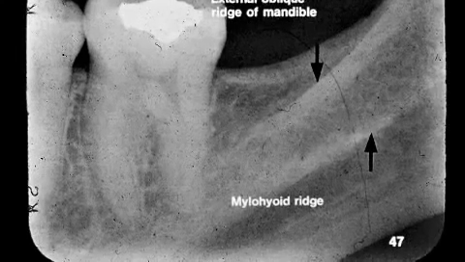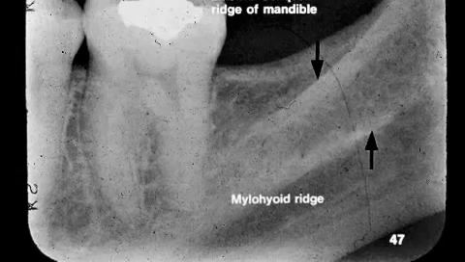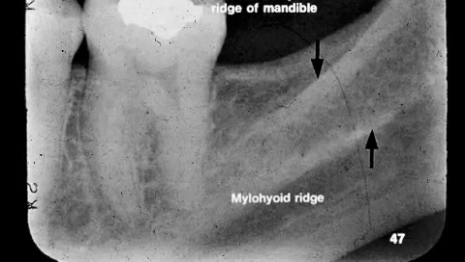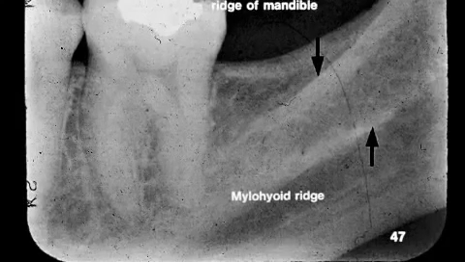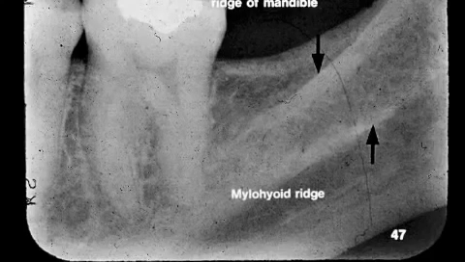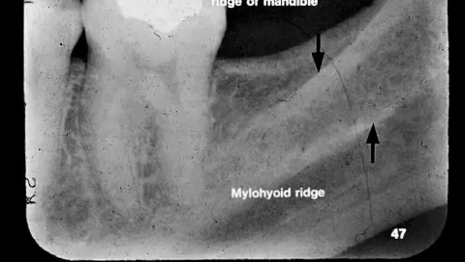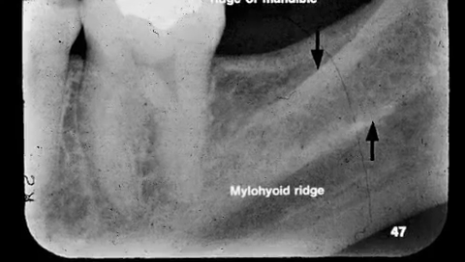Below the mylohyoid ridge is a large radiolucent area. This is the submandibular gland fossa and is where the submandibular gland is located. It is a depression in the bone. The very lower edge of the mandible, or the lower border of the mandible, appears radiopaque and is also visible in this slide.